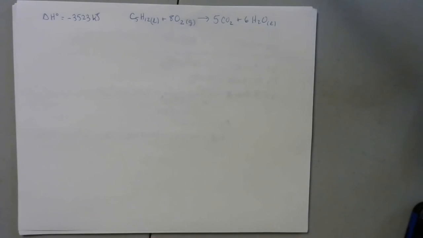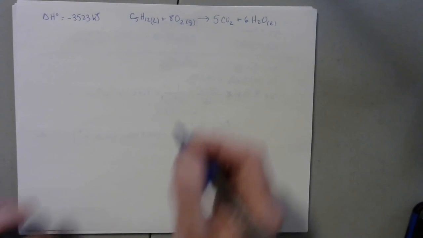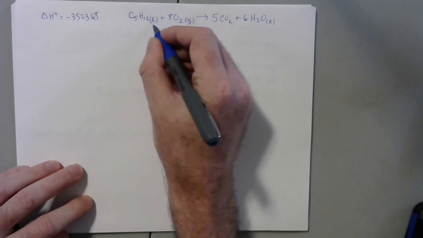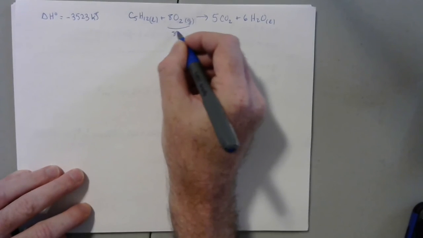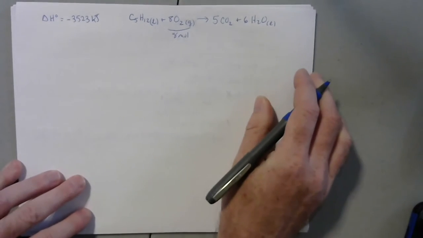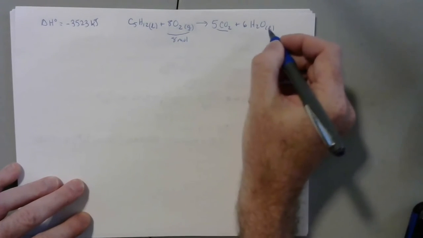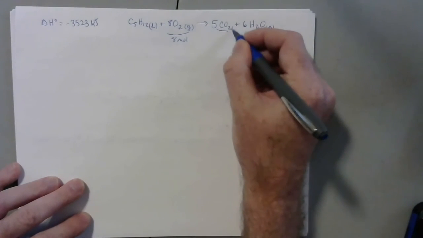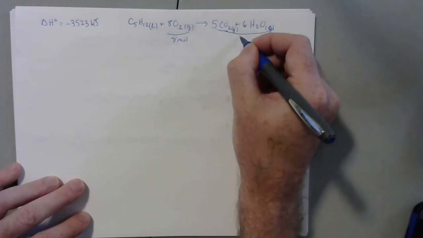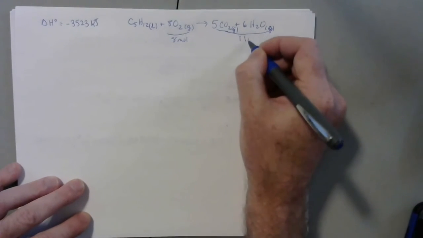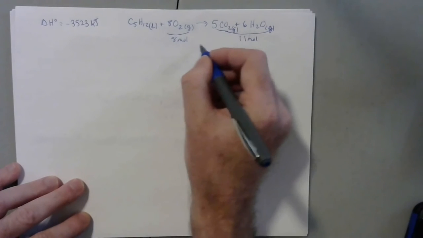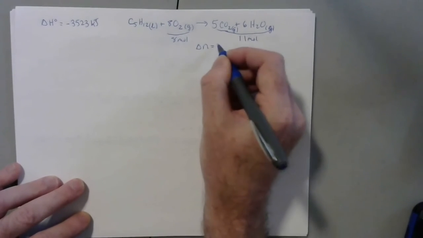Okay, let's look at this problem. I've copied the reaction and the delta H from the question text. Now, what you have to realize is that we need the delta n for this. That's a liquid, so we're talking about 8 moles on the reactant side. And over here, sorry, that's a gas. That's a gas. So we have 11 moles on the product side. So the delta n for the process is 3 moles.